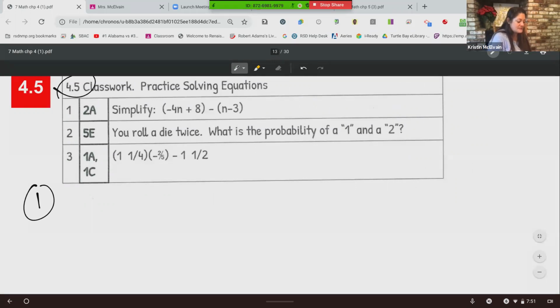All right, number 1, simplify. Negative 4n plus 8 minus n minus 3.